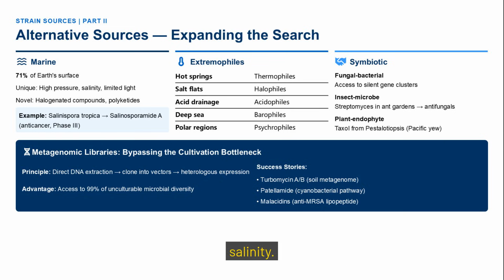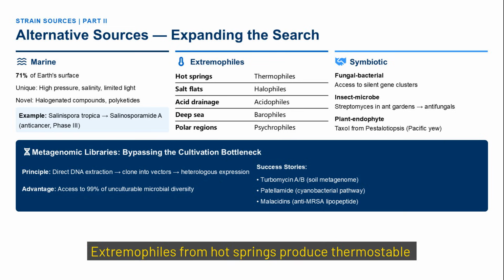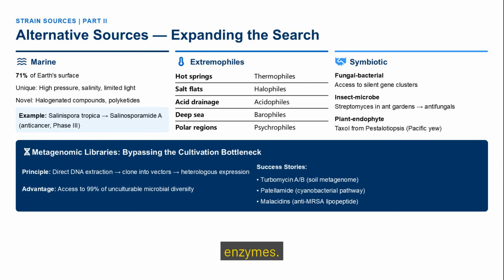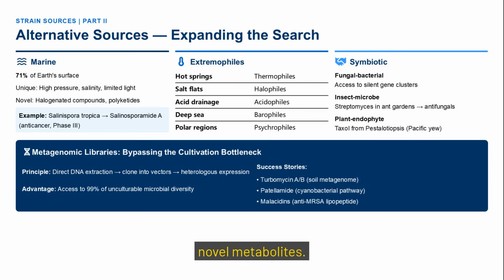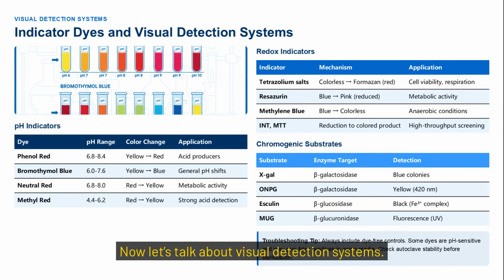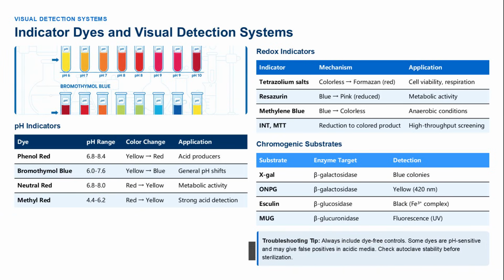Now, let's talk about visual detection systems. Indicator dyes make screening faster and more visible. pH indicators change color when acids are produced. Redox indicators show metabolic activity. Chromogenic substrates reveal specific enzymes. These simple color changes allow us to screen hundreds of isolates efficiently.